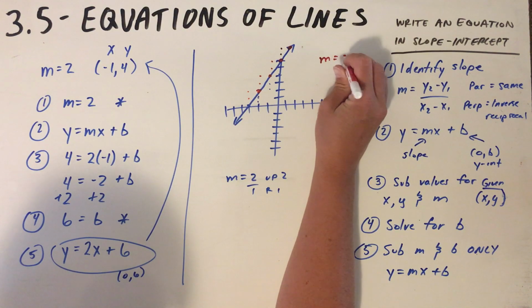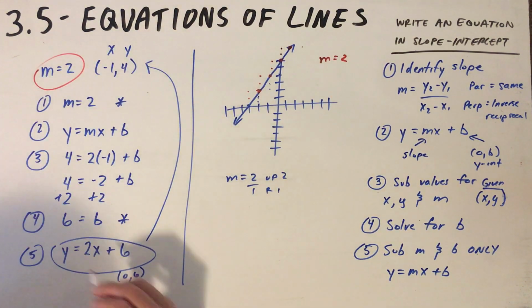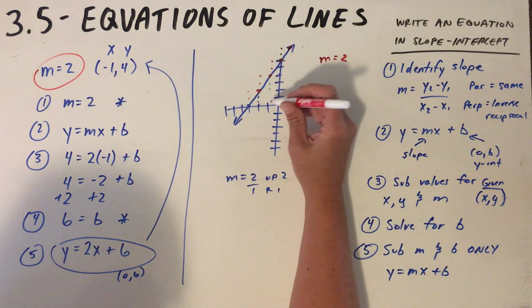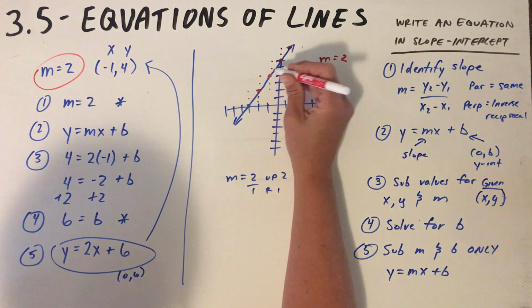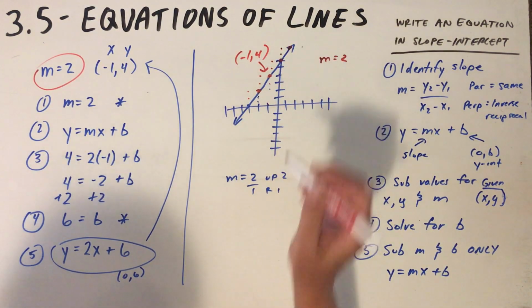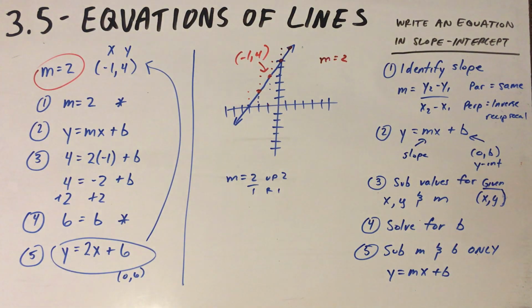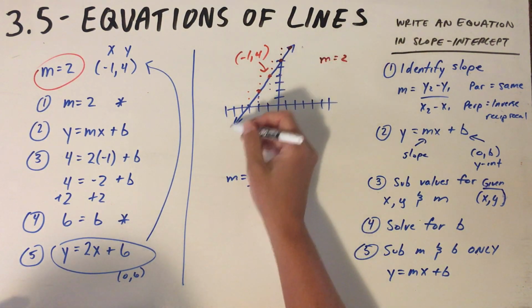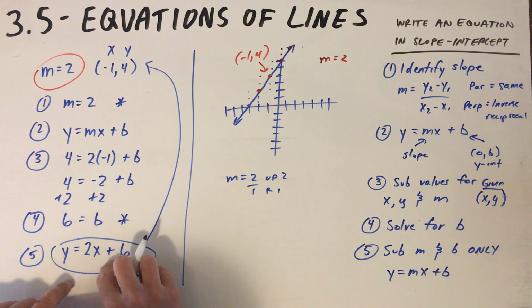Great, so that meets this qualification here. Slope is 2. And does it pass through this point? Well, the point (-1, 4) is this point right here, and it passes through that point. Also, it's important to note that this line represents all of the ordered pairs that would make this statement true.